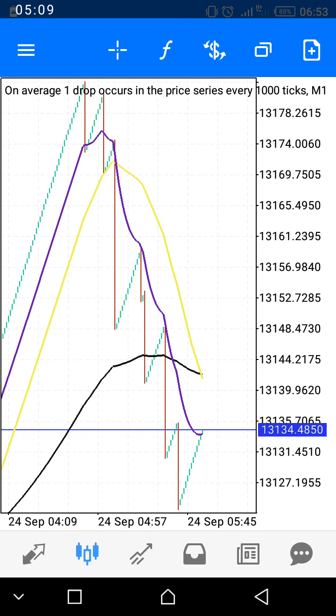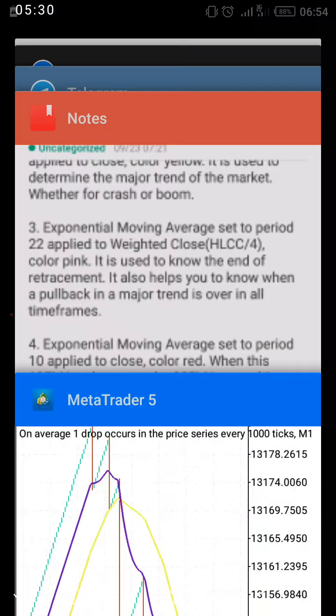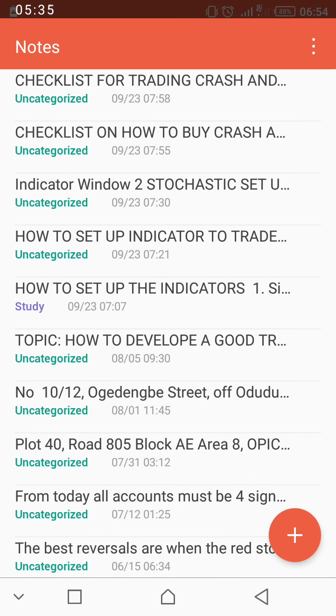So most times, once price touches this pink, the 22 EMA weighted high, low, close, it always spikes. And if it goes beyond it, then you should know. If it goes beyond it just for a few minutes, then it will spike. Let's continue. Let's add other indicators. That's the power of that indicator.